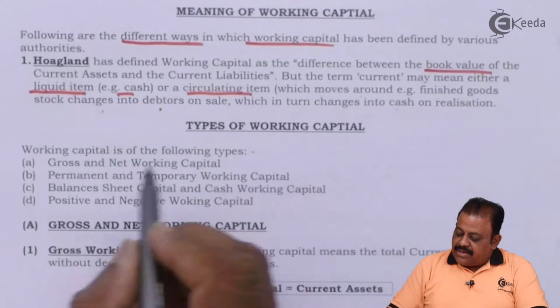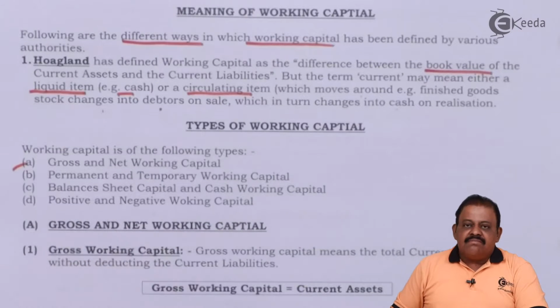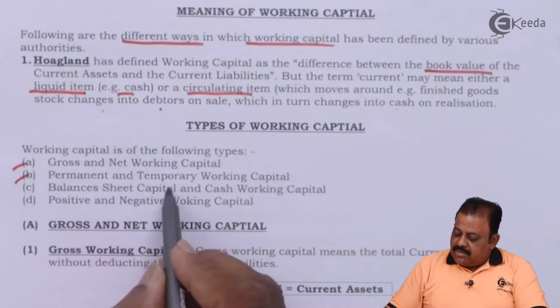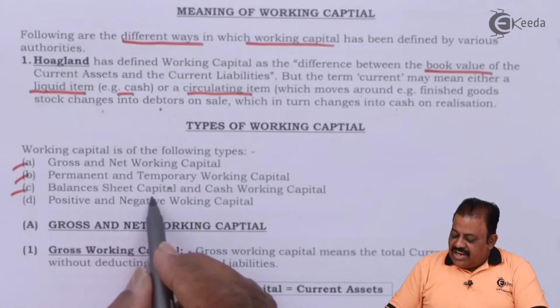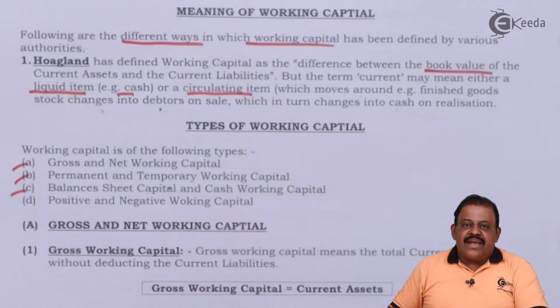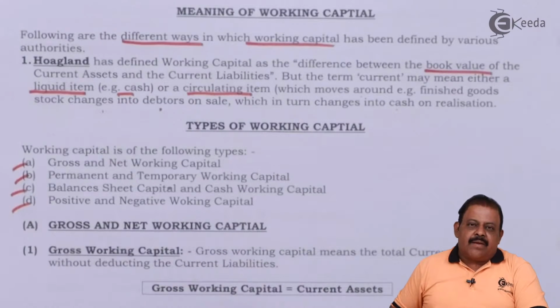Types of working capital: gross and net working capital, permanent and temporary working capital, balance sheet capital and cash working capital, positive and negative working capital.